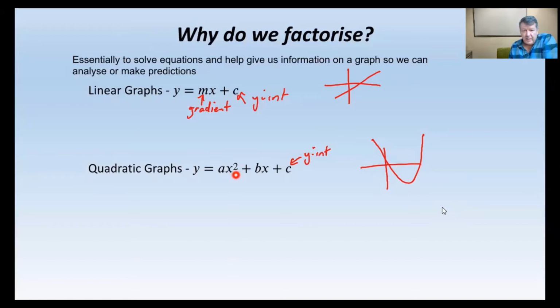Coincidentally, there's a 2 there. Now, it doesn't always have to have two x-intercepts, but it means it's got two potential x-intercepts. And it's a combination of the a and the b that give it a shape like that. Now, to find the y-intercept, same deal, null factor law. Let x equal 0 and you get y equals c. So we know that's the y-intercept.